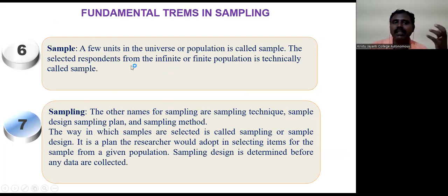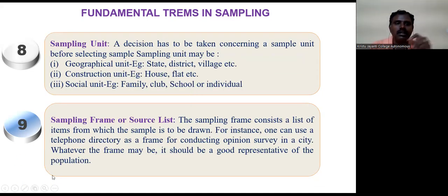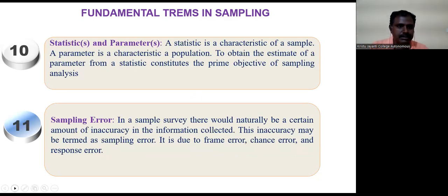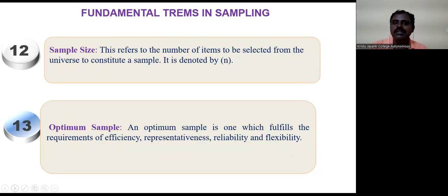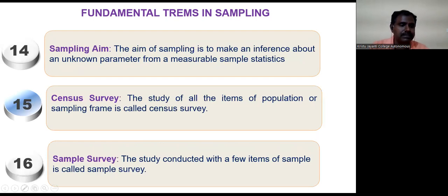So sample, as I said, is a few units you select from the total population. That is called a sample. Sampling is the way in which the samples are selected, that is, how you select the sample from the total population. The way in which samples are selected is called sampling, or sample design. And here there is another term, the sample size. It refers to the number of items to be selected from the universe to constitute the sample.